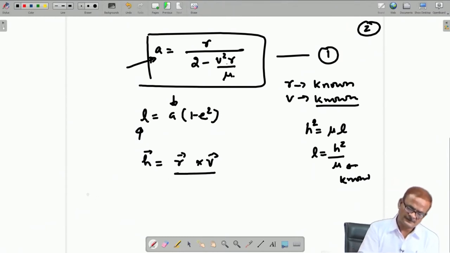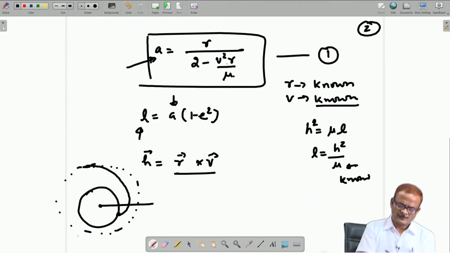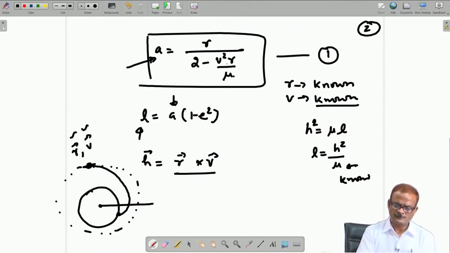So, here in this case, once the satellite is launched around the earth from the ground station, it is going into the orbit. It is injected in the orbit, and thereafter it will follow a certain orbit. While this satellite is injected here, at that time the inertial navigation system sends you these values of r and v. So, you know r and v from there, and the h magnitude becomes known.